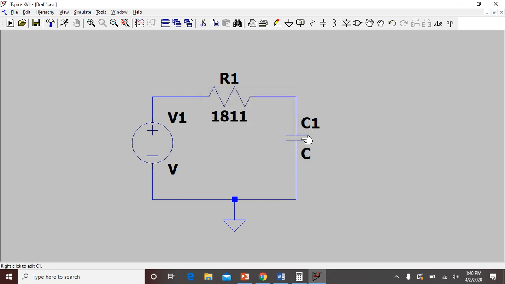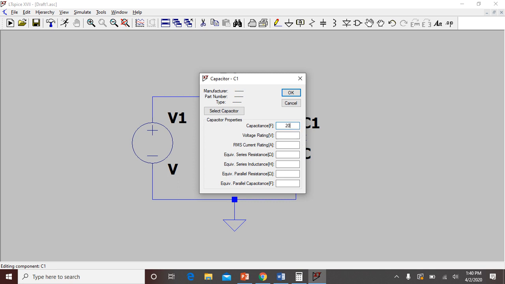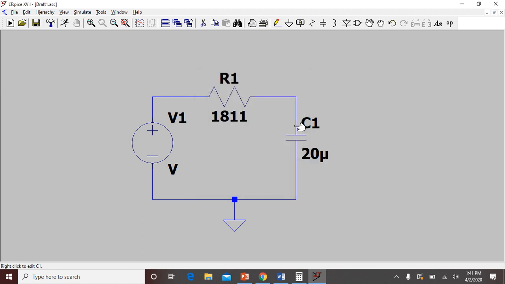Press OK, and here the value was 20 microfarad. So for the micro you can write U. For milli you can write small m, for kilo you can write k, and there are other symbols like p for pico, and so on. So for micro I'm using U. Press enter.